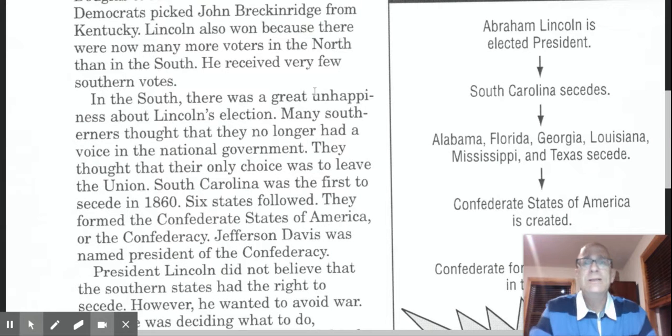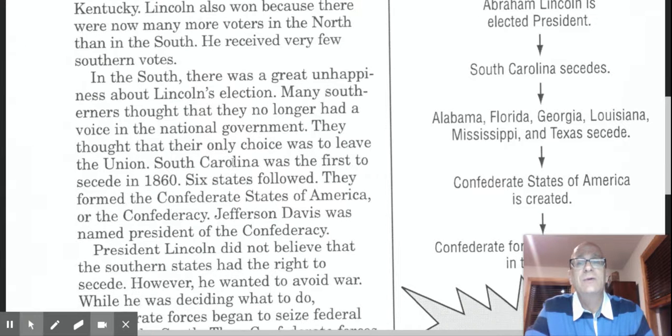Many Southerners thought they no longer had a voice in their national government. They thought that their only choice was to leave the Union. We saw that vocab word earlier this chapter. The word for leaving the Union, to quit the Union, was to secede, and they thought their only choice, many Southern states, was to secede. South Carolina was the first state to secede in 1860. On December 20th, I believe, 6 states would follow. They formed the Confederate States of America, or the Confederacy.